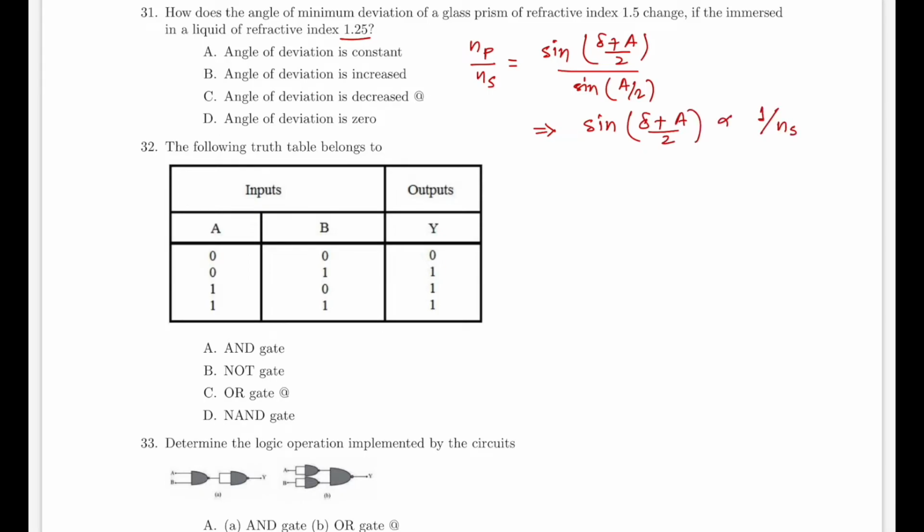So as you can see, when n surrounding goes up, delta must go down. So the angle of deviation is decreased when you immerse in a medium that has higher refractive index than air. Option C.